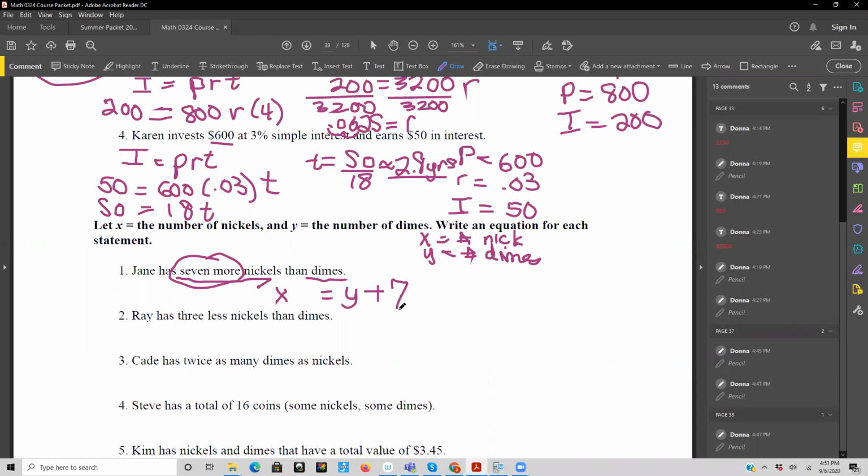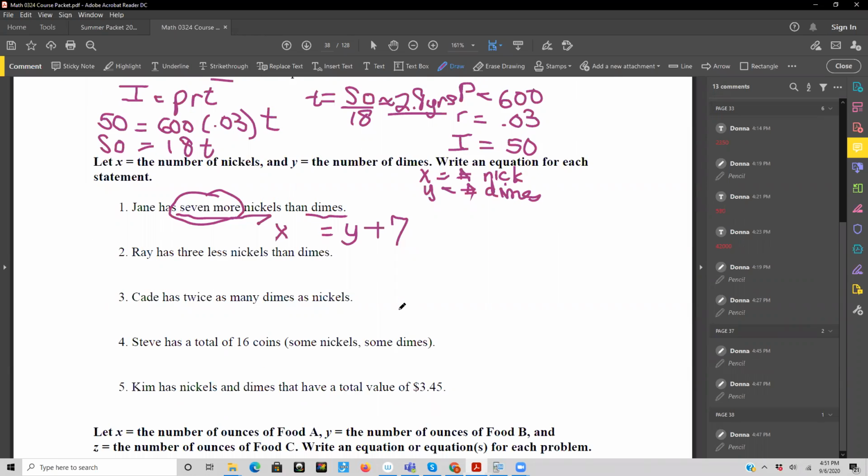All right. And if you're not sure, pick some numbers and check it out. If I have 1 dime, and I add 1 plus 7, I'll have 8 nickels, and that fits with the equation. So plugging in some numbers can help too. Where do I put that plus 7?